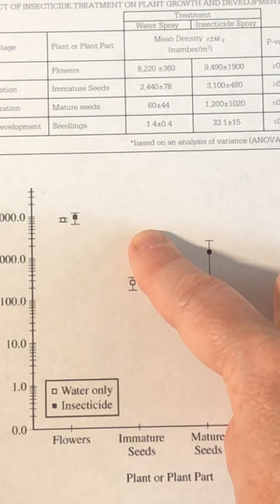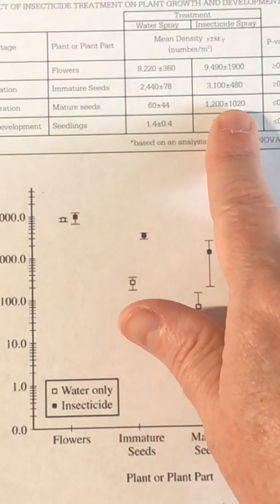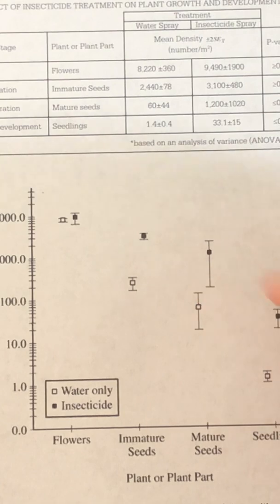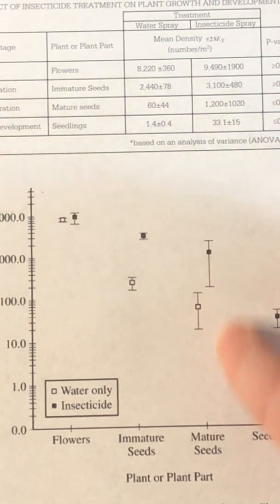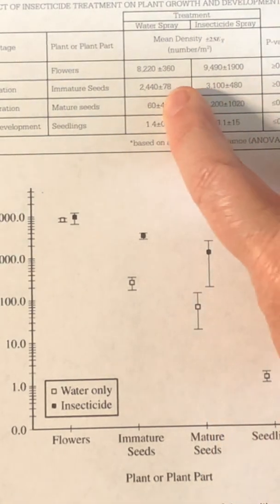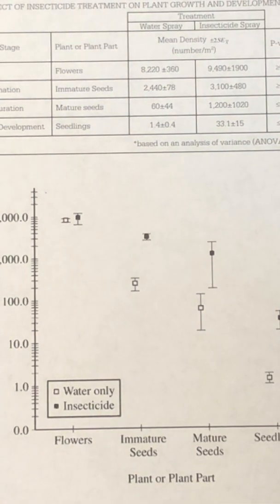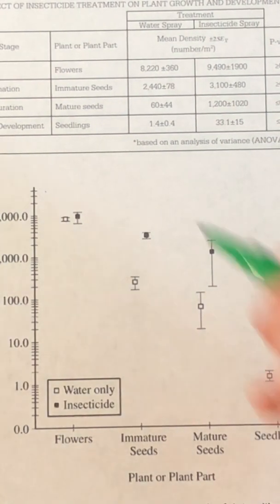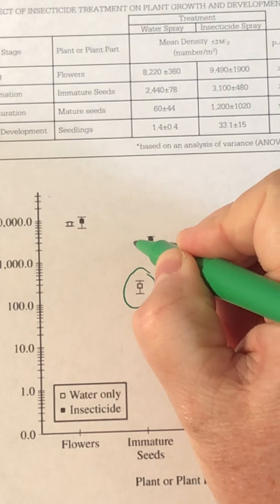So up here, okay? And then the plus or minus is where we get these big lines. So in the plus or minus on the mature seeds was a huge range. So they were all over the place. But that was where the error was. So the error is right here. Should have been more up here.